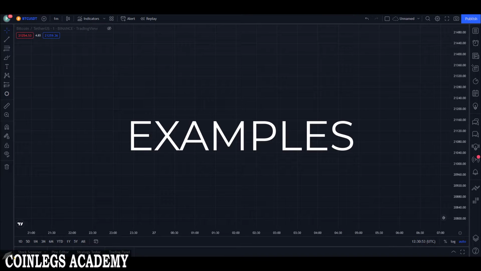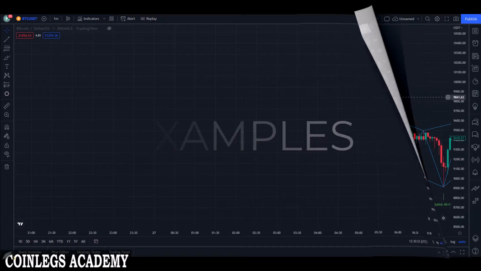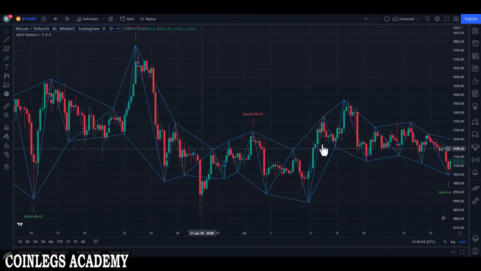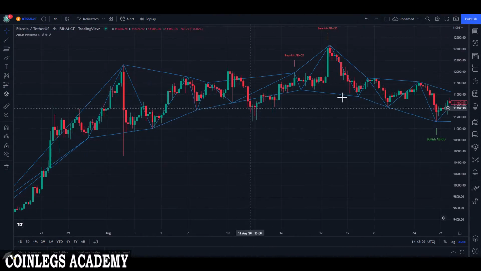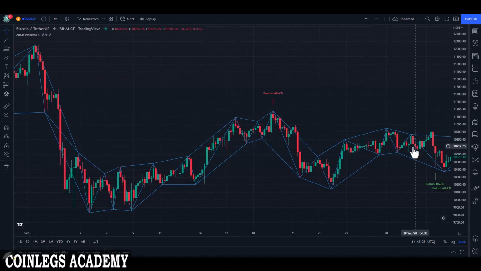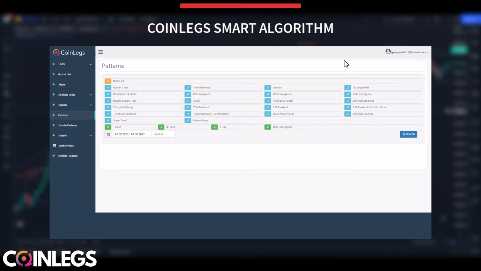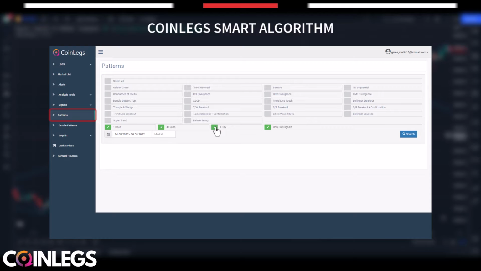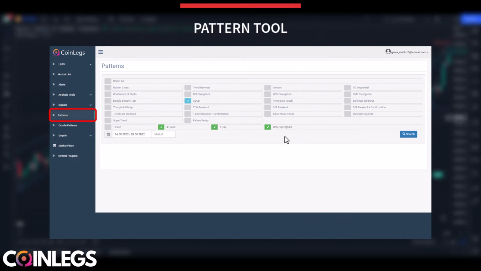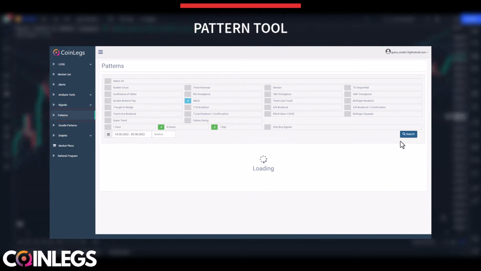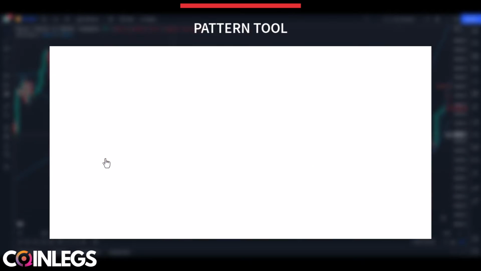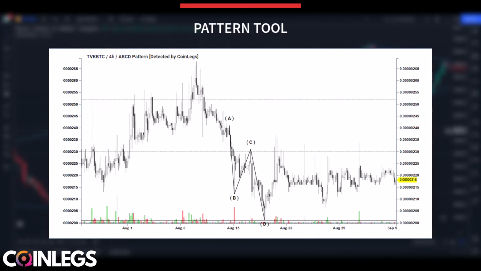Now let's examine some examples for your better understanding. As you can see, it's really difficult to identify a correct ABCD pattern in charts by looking. That's why I will use the CoinLex smart algorithm to find the ABCD pattern. On the pattern tool, you can simply set your ABCD pattern, and with one click, CoinLex will give you many coins' information about it. And if you click this button, you can see it on the charts as well.